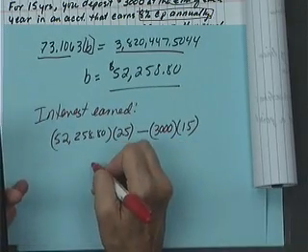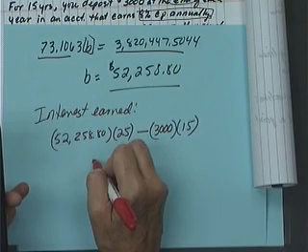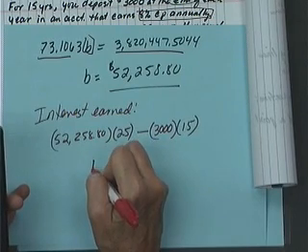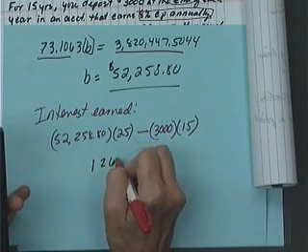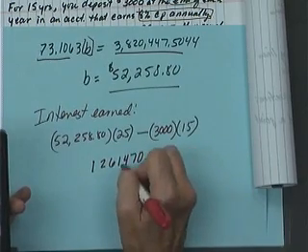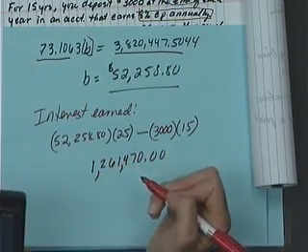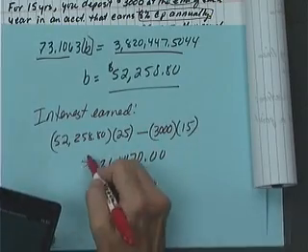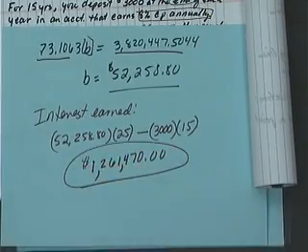Okay, so the amount of interest your account earned was 1261470. I don't see a decimal in there. Do you? That's it. That's how much interest was earned on your account over that period of time.